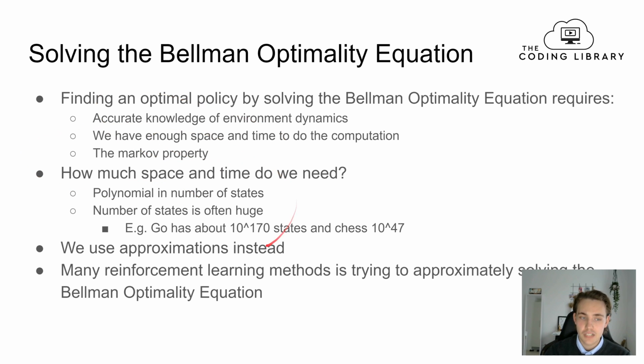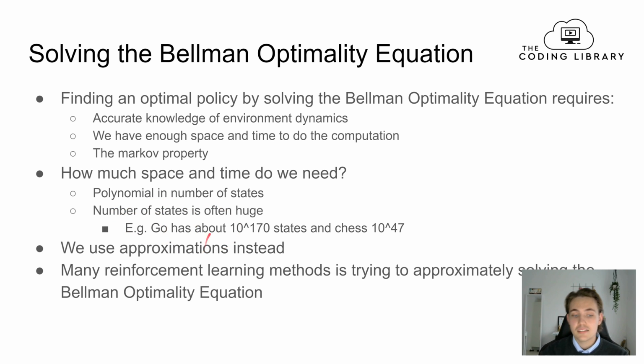So how much space and time do we need? Because I just mentioned that we require enough space and time to do the computation to find the optimal policy. And let's talk about how we can have this polynomial in the number of states. The number of states is often huge in some reinforcement learning applications. So let's just say we're trying to implement an agent with reinforcement learning in the Go game here.